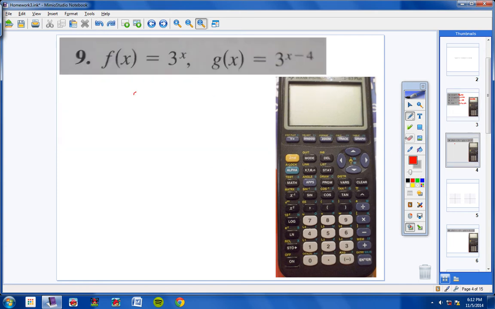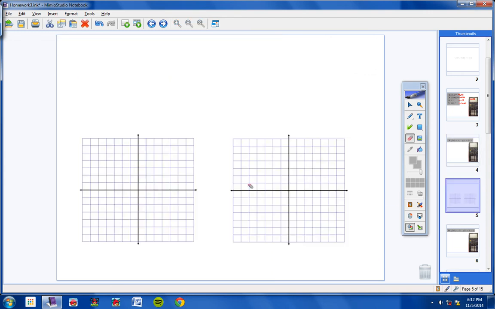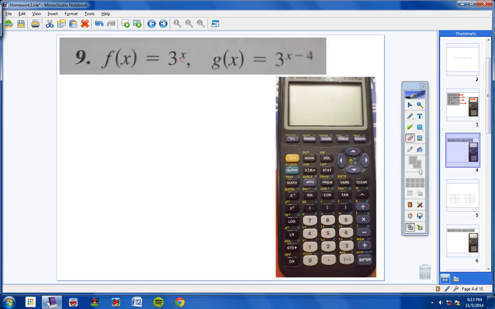Now on number 9 here, notice they've given us 2 functions to graph. So what we're going to do is graph each of these functions on 2 separate coordinate planes, and then we're going to look and see what the difference is between them, how they shifted and how they moved. So let's start with this one right here.